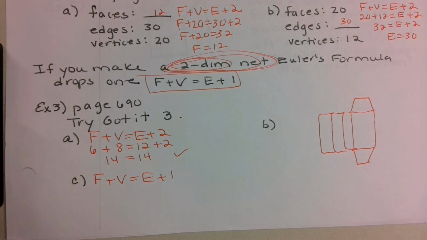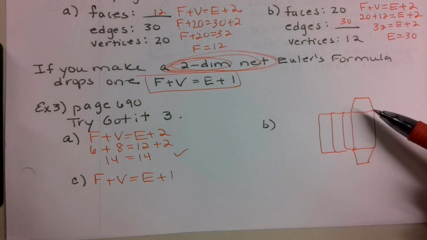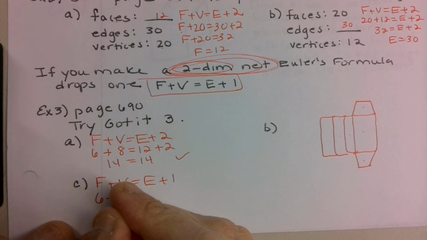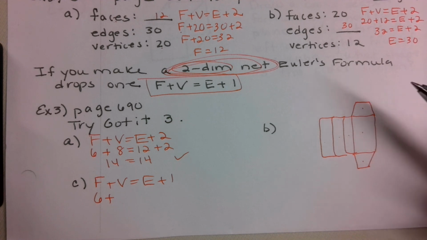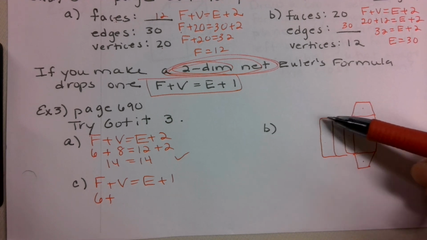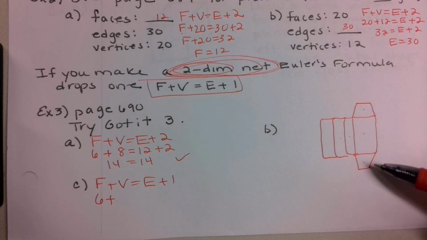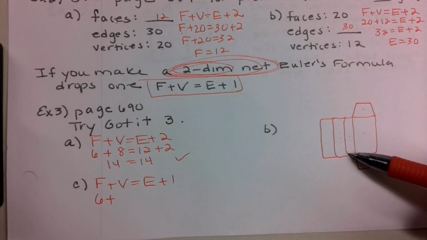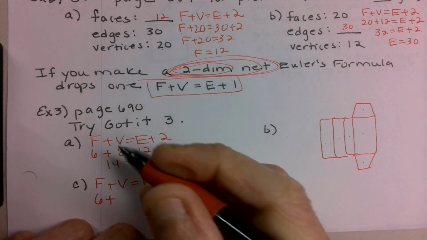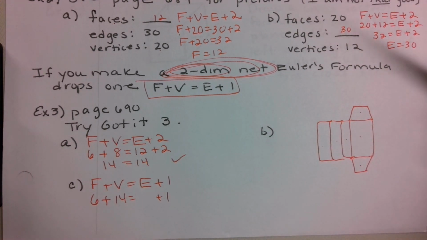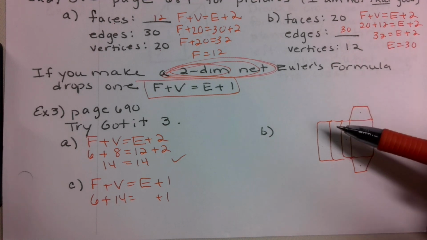So that gets a little trickier. The faces are simple. 1, 2, 3, 4, 5, 6 faces. And then the vertices, 1, 2, 3, 4, 5, 6, 7, 8, 9, 10, 11, 12, 13, and 14. So that's pretty simple. And now we just need the edges, and there's 19 edges.